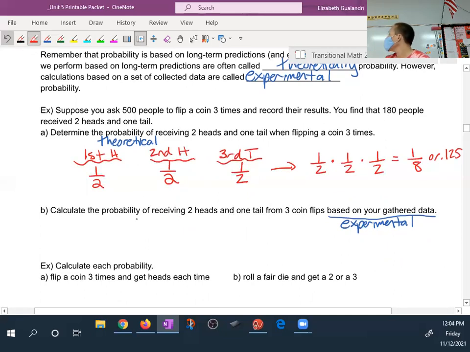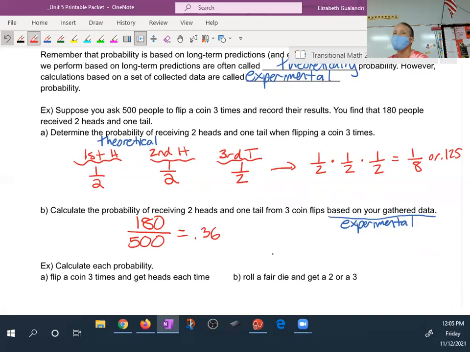180. There we go. So 180 got the event that we wanted. So that's my event. They got the 2 heads and 1 tail. Out of what was the sample space? Out of 500, we polled 500 people. The sample space in this case is those 500 people. It's kind of a weird way to look at it, but that's how it goes. If you simplify it, you can try to simplify whatever. I'm just going to give the decimal. This is 0.36. So we got a 36% chance based experimentally, but we know theoretically that percent should only be about 12.5%. So they can be really far off from each other.